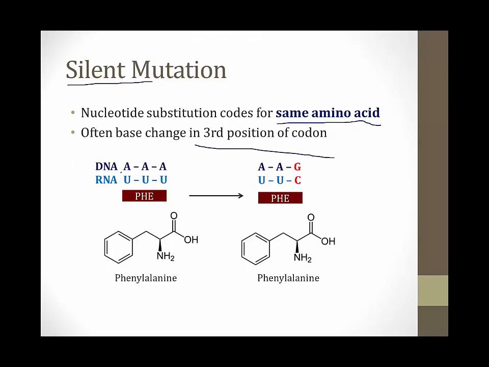So for example, if your DNA had AAA, this would create a piece of mRNA that was UUU, which codes for the amino acid phenylalanine.